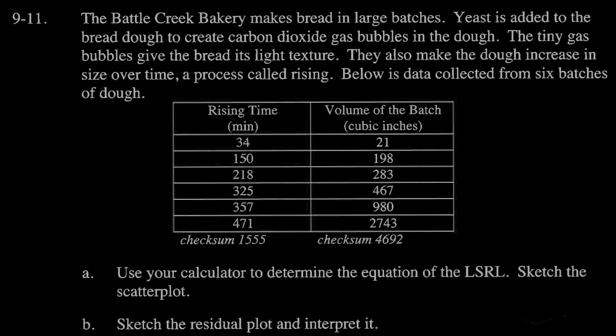So let's go ahead and review how we would enter this data and look at it in Desmos. So the Battle Creek Bakery makes bread in large batches. Yeast is added to the bread dough to create carbon dioxide gas bubbles in the dough. These tiny gas bubbles give the bread its light texture. They also make the dough increase in size over time, a process called rising.